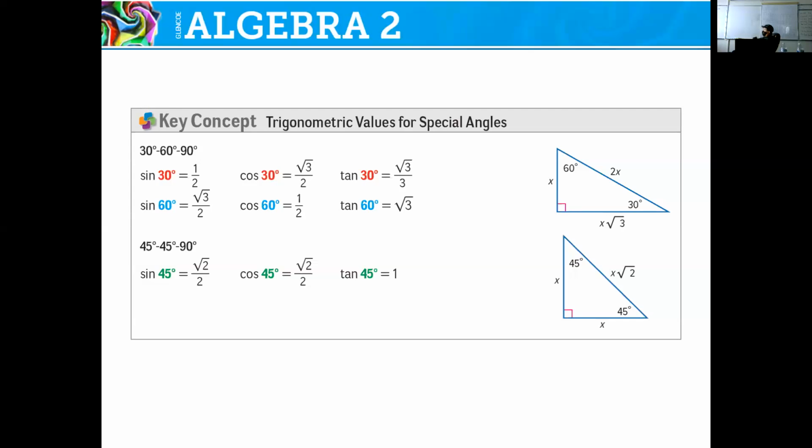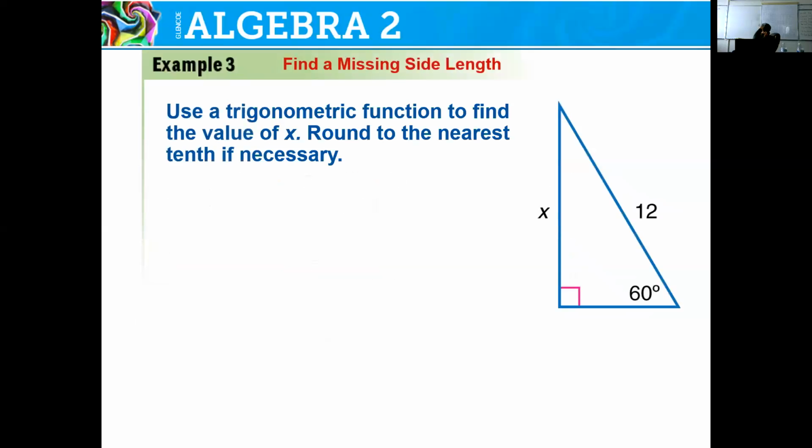Okay. So here's the next type of questions that you'll be handling. They're not really hard. You just got to kind of think about it, and you got to really apply the trig ratio strategically. You always want to use the one that is representative. It says use a trig function to find the value of x, round to the nearest tenth if necessary. Right here, we have a 60-degree angle in the bottom right side. The opposite side of that 60 is x, and the hypotenuse is 12.